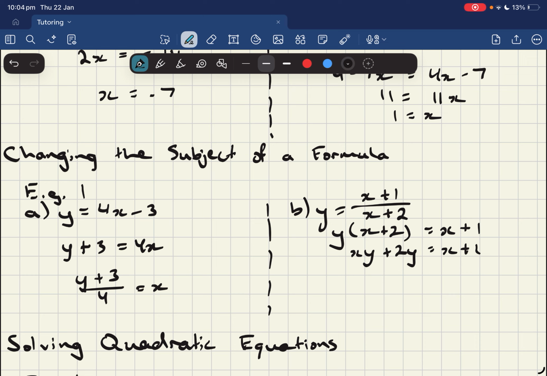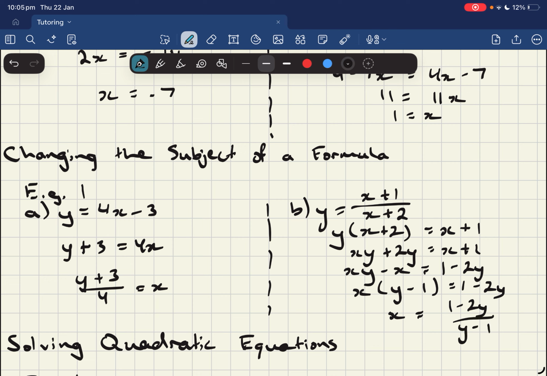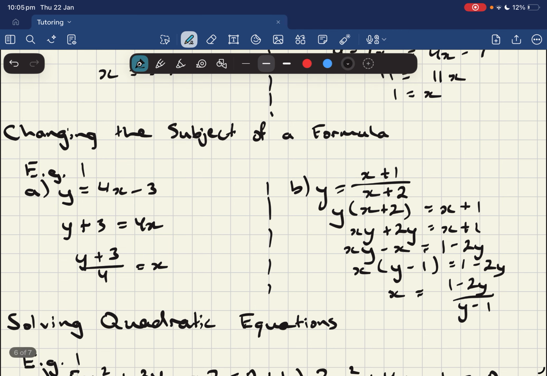Now I want to get the x's together and the y on the other side. So here I'm going to subtract the x from both sides, so I get xy minus x, and I'm going to subtract the 2y from both sides. I'm just doing this all in one go because this is assumed knowledge. I'm moving everything to one side. Then I want to factor out the x on this left-hand side. So it goes into xy, y times, it goes into negative x, negative 1 times. The right-hand side stays the same. And to get x on its own, I want to divide both sides by y minus 1. So I get (1 minus 2y) over (y minus 1). And I have now made x the subject of the formula.